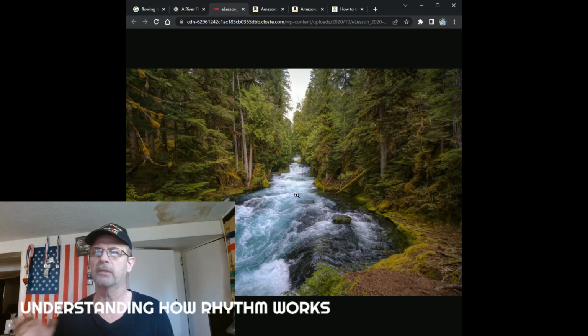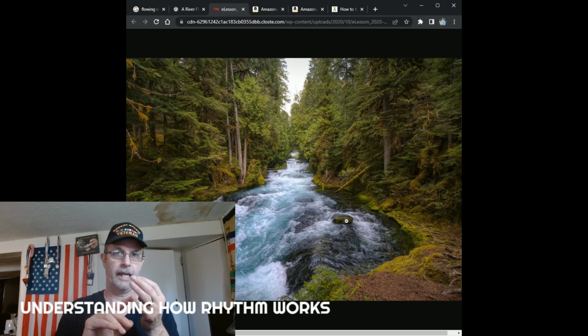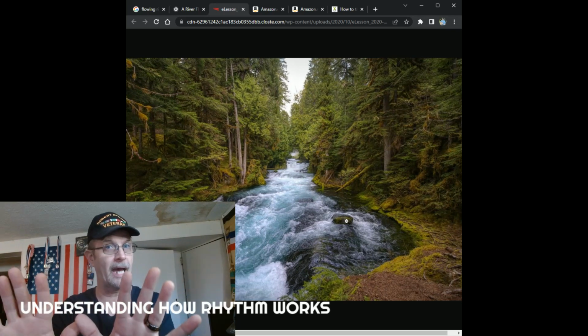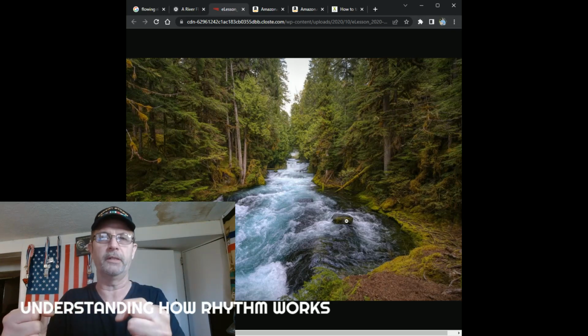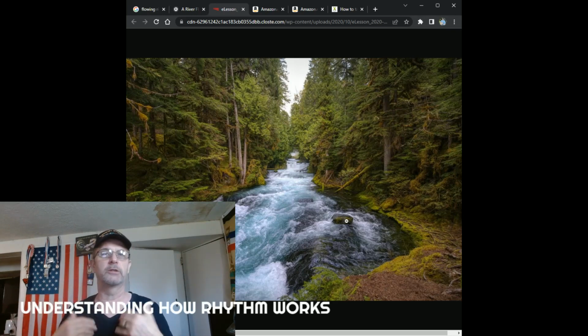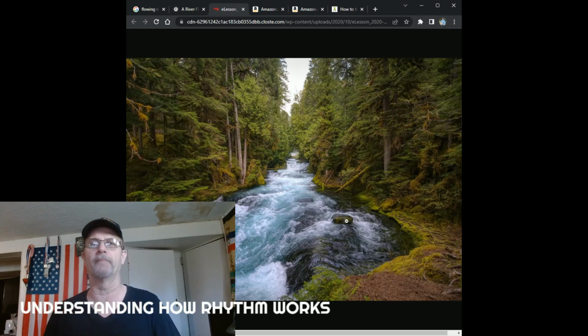Now, let's look at two parts about a river that we know to be true. It's going to have a force behind it. How hard is the water pushing? And it's going to have a speed to it. How fast is the river flowing? There's two major parts about a river: how hard is it pushing and how fast is it going?